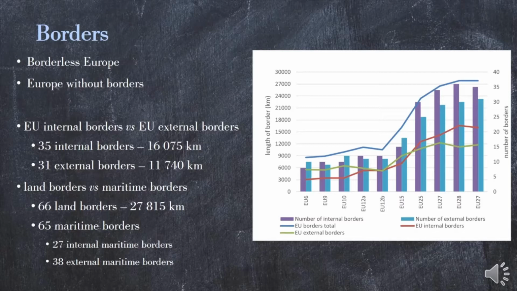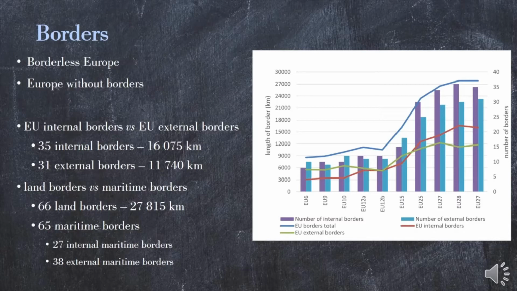Some EU member states have only internal borders, while others have both. During the history of the European Union, most of the member states experienced having external borders for a shorter or longer period as a consequence of the enlargement processes. Another aspect to differentiate between borders in the EU is whether it is a land border or a maritime border.